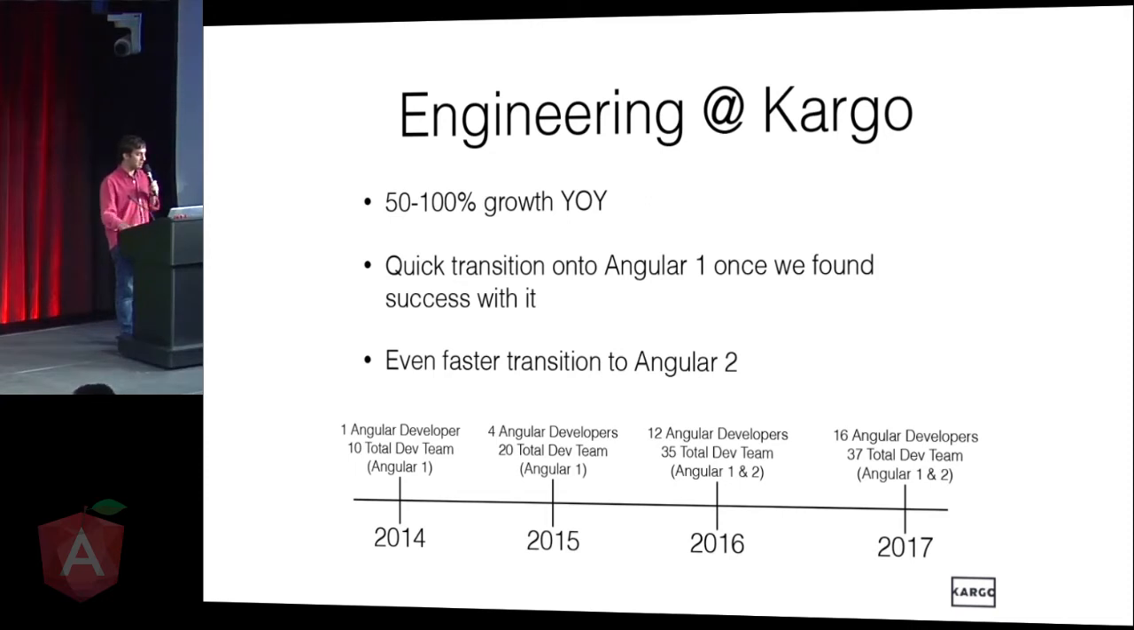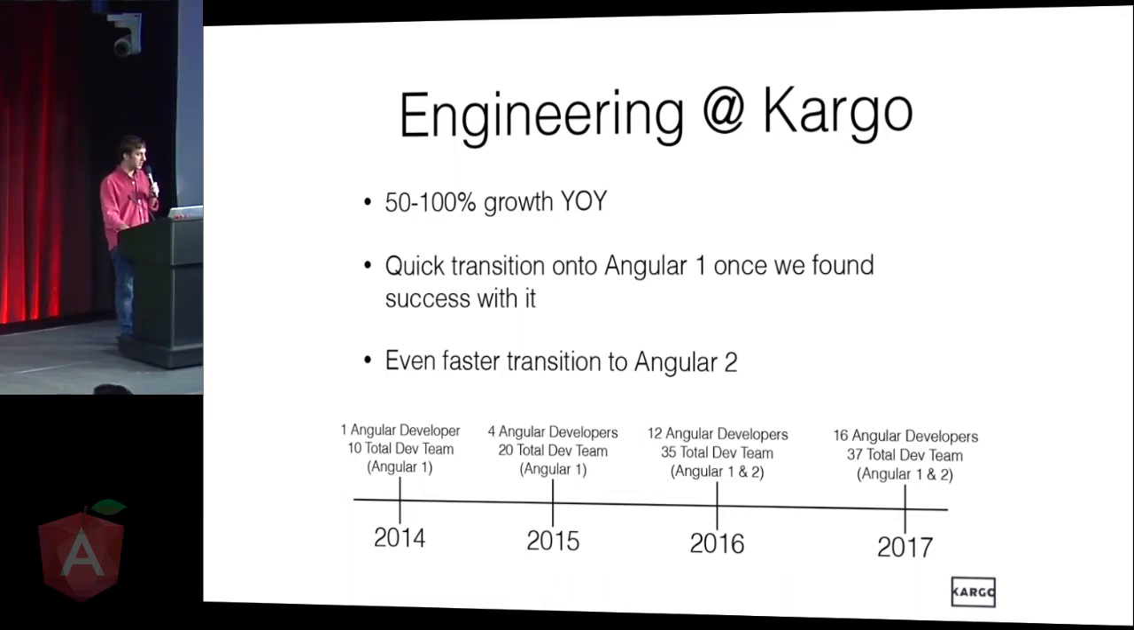But anyway, how our team has grown, we've been doubling in size year over year, almost every year that I've been at Cargo. We basically dove into Angular 1 as a prototype project for a web application and quickly saw success. We were able to build a new UI much, much faster than before. And that was back in 2014 with just one developer. We scaled up to about 4 Angular developers in 2015.